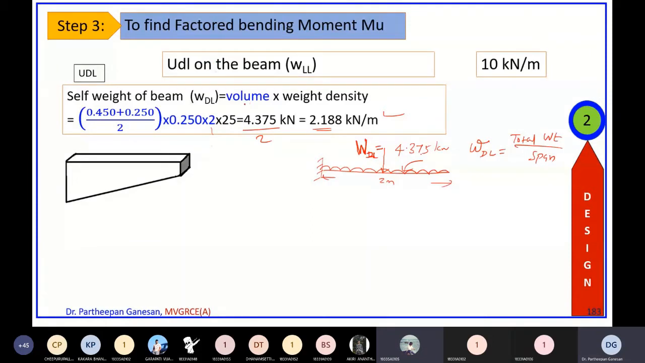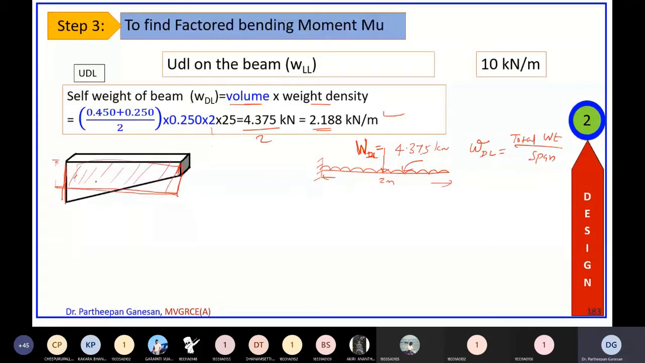Self weight means volume multiplied by weight density, right? Now, how will you find the volume of a beam whose cross section is the same throughout, but whose depth is varying along the span in a trapezoidal or linear manner? So the average depth will be something like this. This will become an average depth: 450 mm plus 250 mm divided by 2 will become the average. That will become a kind of rectangle.